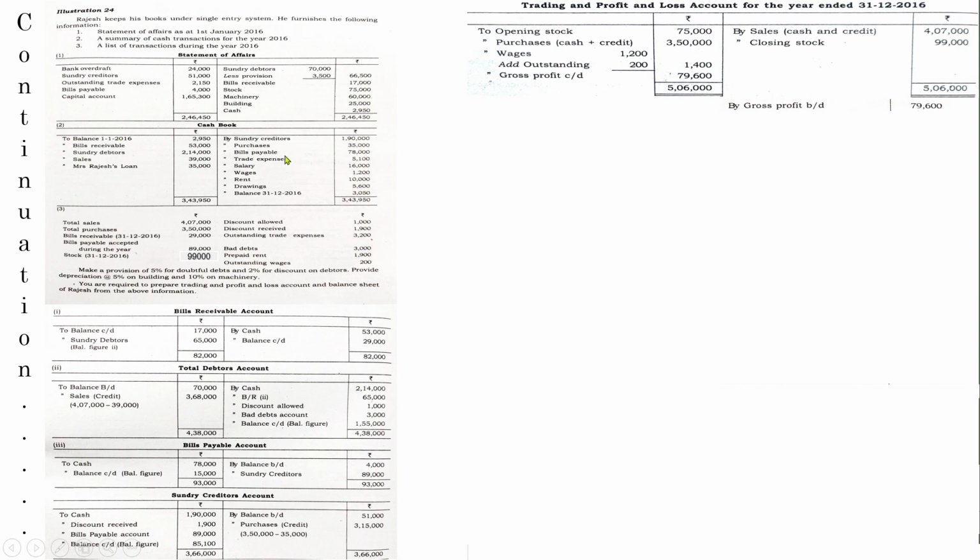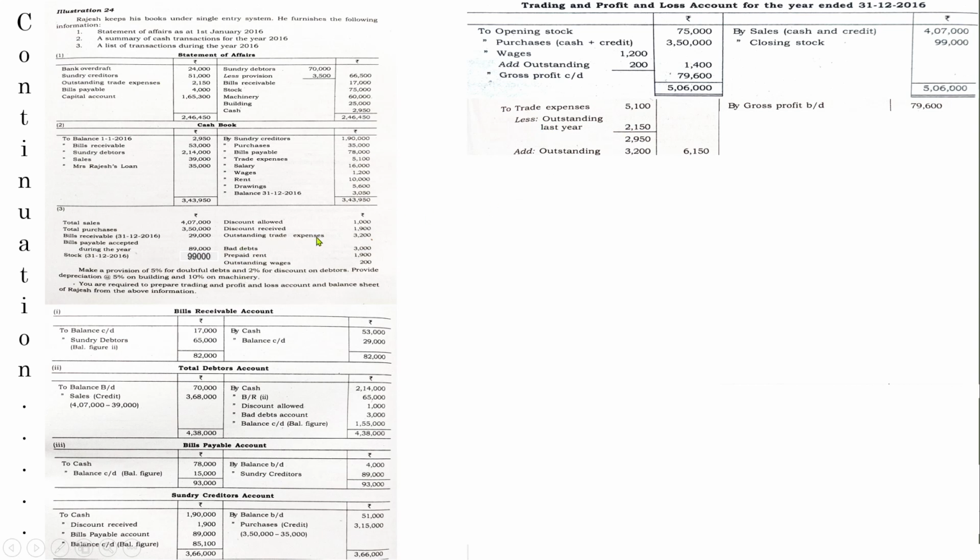Trade expenses is there, 5,100. But remember to adjust corresponding outstanding items. See, the outstanding trade expenses, there is one opening balance is also there, and an outstanding details also given here. So the opening balance has to be deducted, that is 2,150, that is opening outstanding.